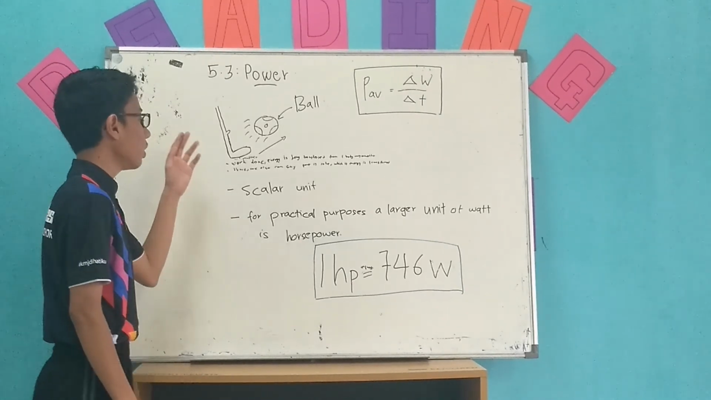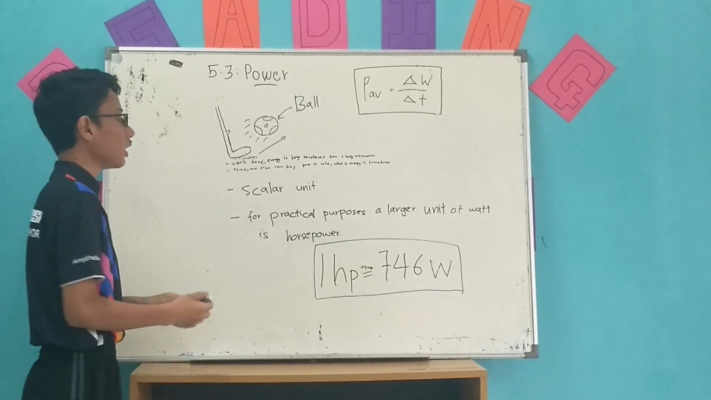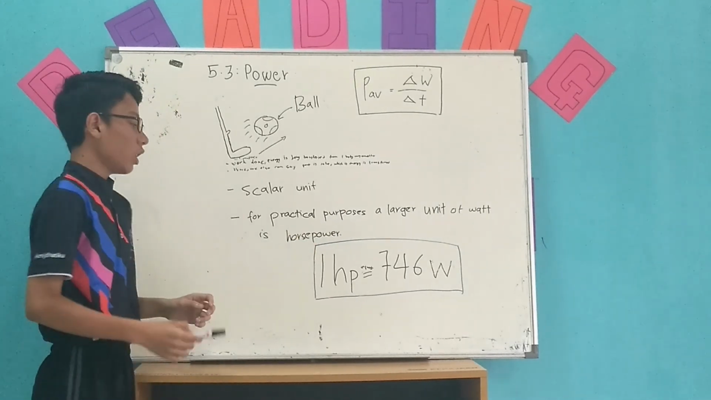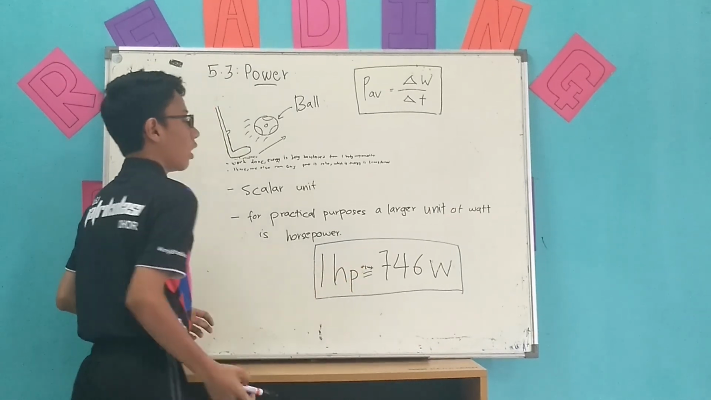As we know, power has a unit, the watt. And secondly, for practical purposes, a larger unit is the horsepower. 1 horsepower equals 746 watts.